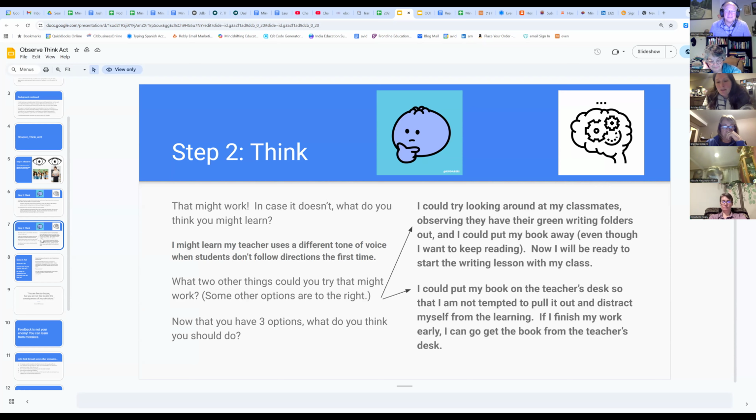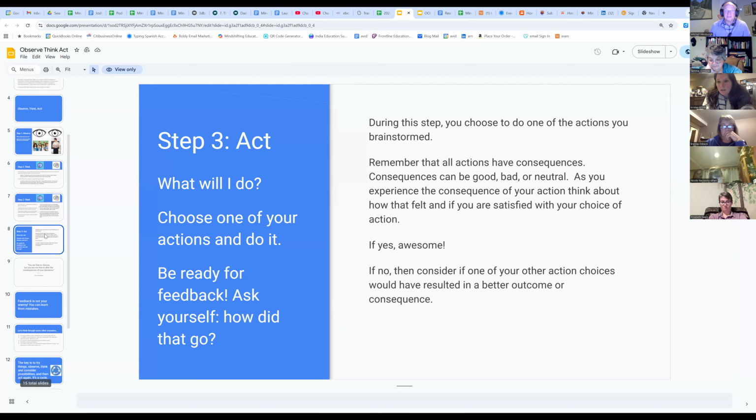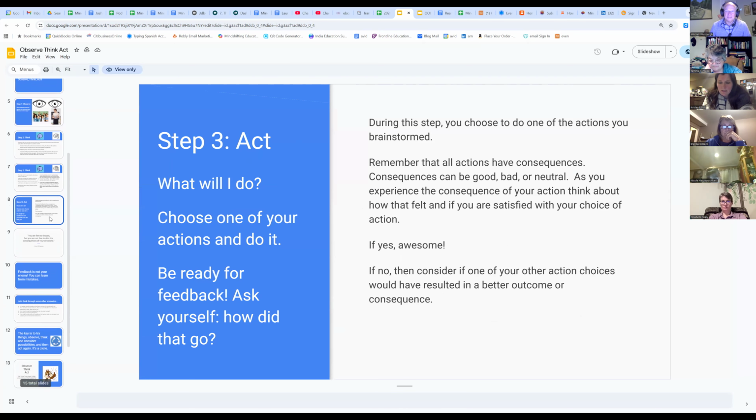And then it was to think through, what are some other choices you could make? So I'm trying to connect thinking about your choices with thinking about the consequences, what's going to happen, what that's going to lead to. And then the next step is act it out. Choose one of your choices, see how that goes, and be open to feedback. How did that go? I said, if that worked well for you, awesome. If not, think about your choices and the outcomes and the consequences.